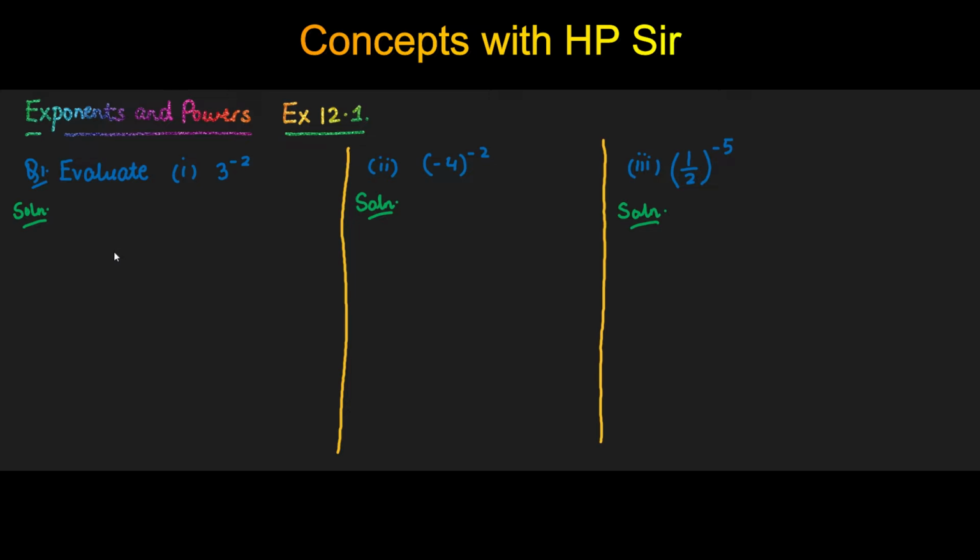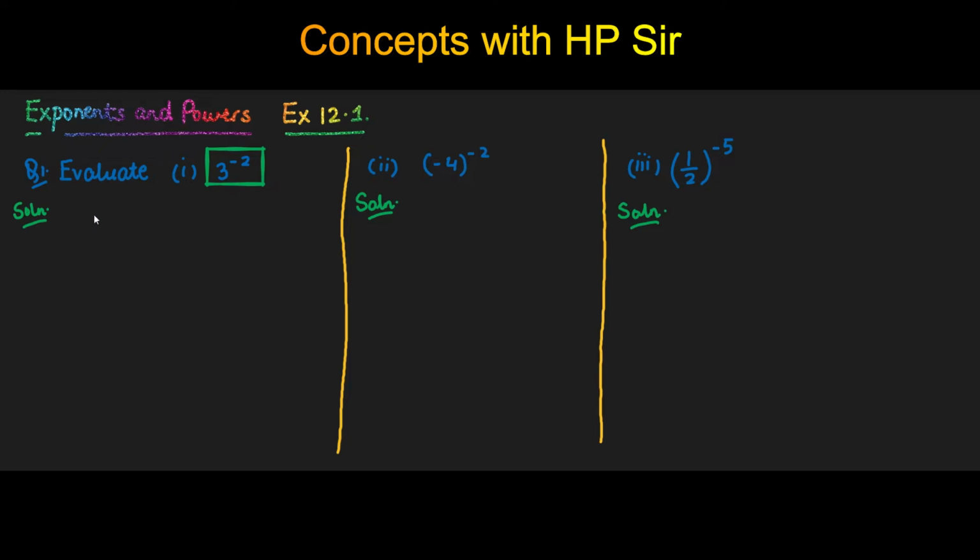So today we are going to discuss some questions from your exercise 12.1 on exponents and powers, where the first question we have to evaluate 3 to the power minus 2. As we had discussed in the previous videos, we have already seen the different rules that we have to use in this chapter. So let's begin.